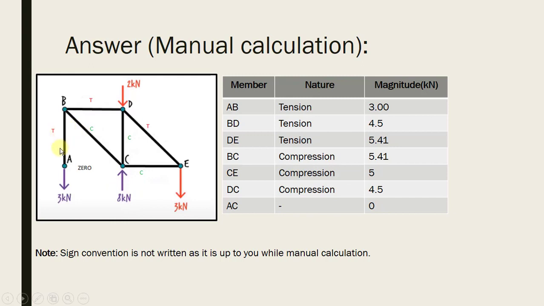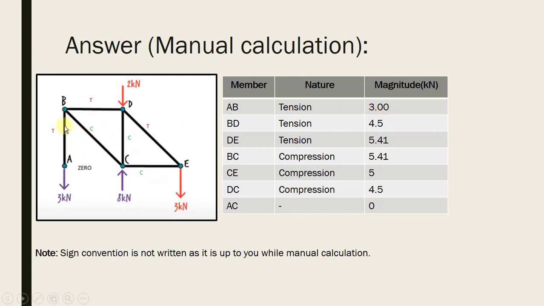There are three members which are in tension: member AB, BD and DE. There are three members which are in compression: member BC, CE and CD, and there is one zero force member, and the magnitude of each force is given in this table.